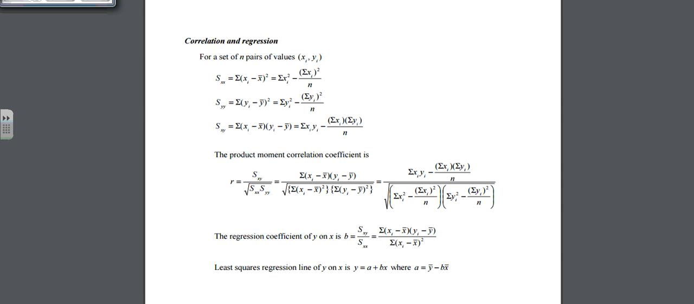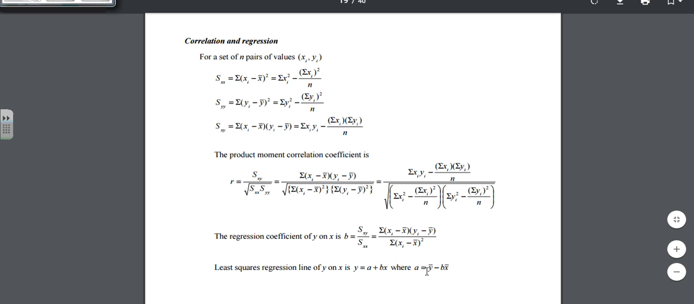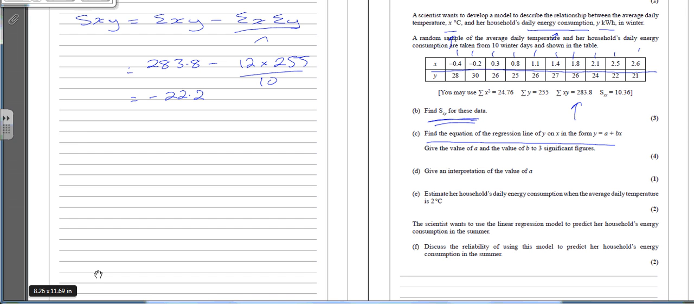Now, again, if we have a look at our pink formula booklet, we've got our regression line here. So it's y equals a plus bx, where a is that and b is this one here. So let's write that down. y equals a plus bx. a is y bar minus b times x bar, and b is SXY divided by SXX. Now, SXY we've already learnt to be that one. So that's going to be minus 22.2 over SXX.